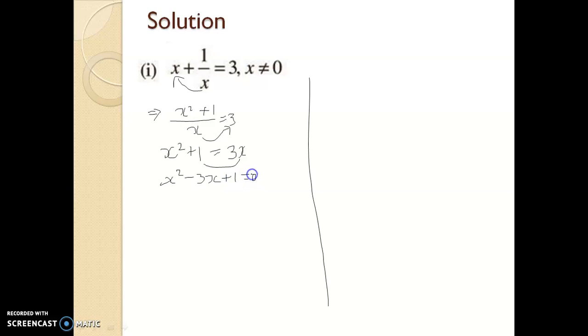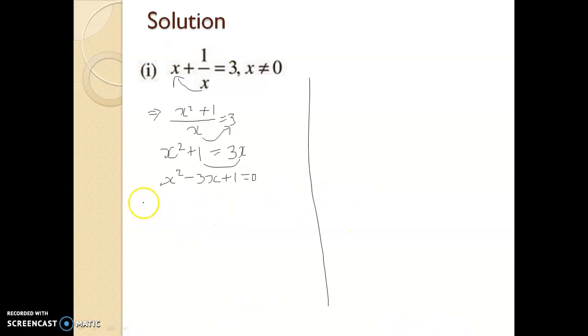Now it is a quadratic equation, right? So this is in the form of a quadratic equation. Now we are going to solve this equation by using any method, either the factorization method, completing the square method, or quadratic formula. Any method you can use. Here they are not mentioning the methods, so you can use any method. Now I'm going to use the quadratic formula.